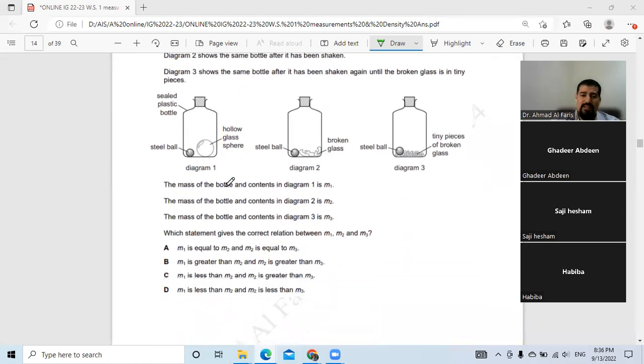The mass of bottle 1 with the contents is M1. Here the mass is M2, and here the mass is M3. Which statement given is correct about the relationship between M1, M2 and M3? The mass of all is the same before and after.